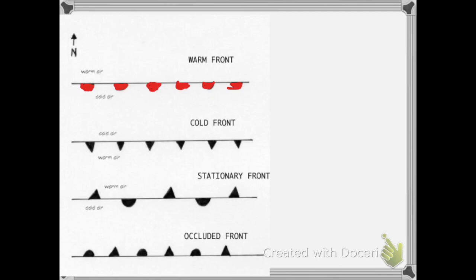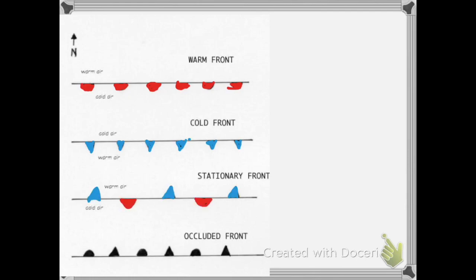Next up is the cold front. That's the one that has the little blue triangles on the line. You can remember this one is the cold front because the little triangles look like icicles. So you can remember icicles are cold, you'll be good to go there.